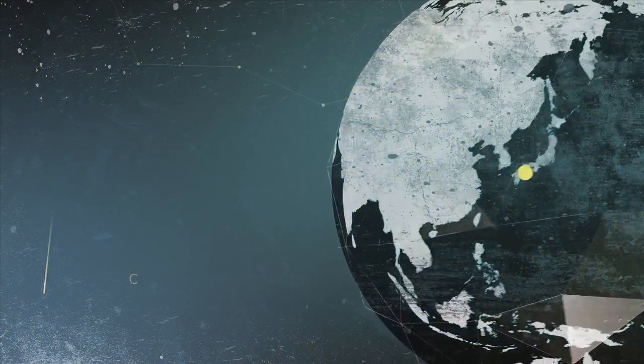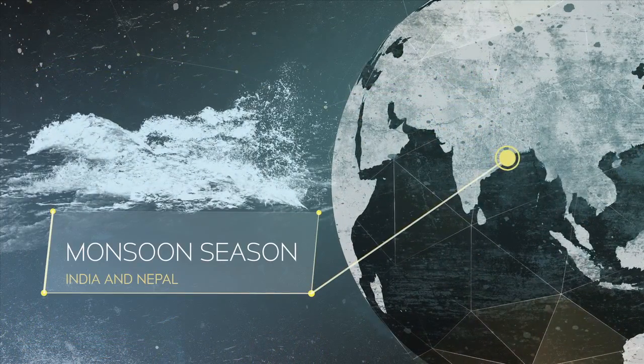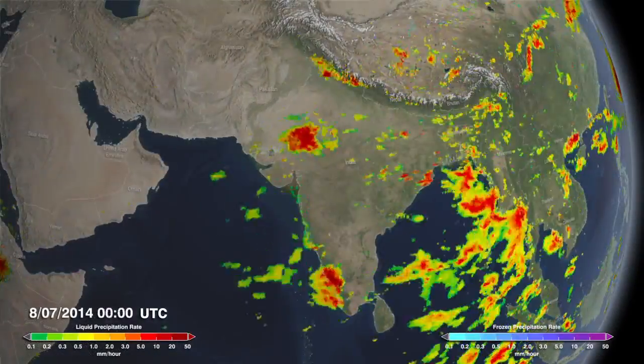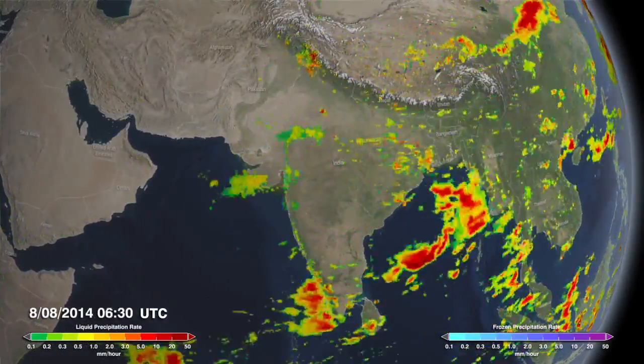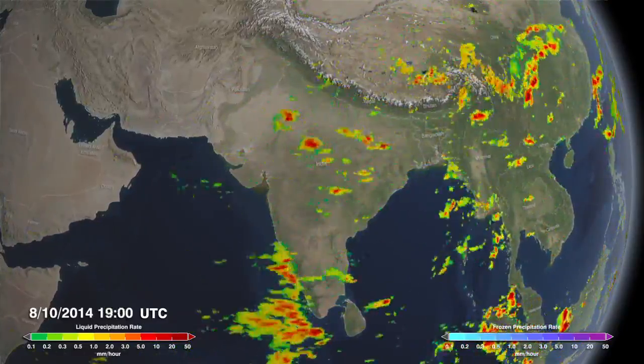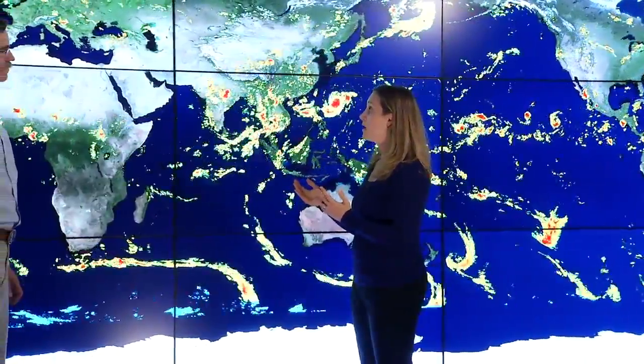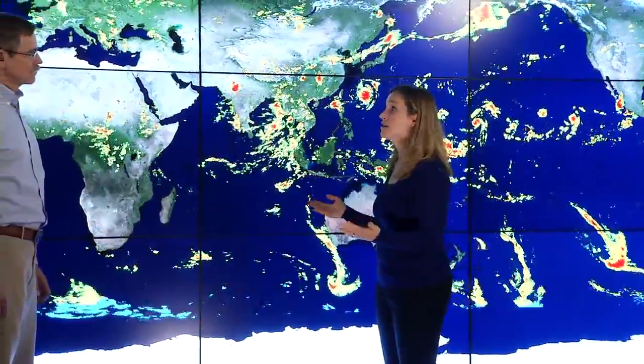As we head south through Asia, seasonal rains drench India and its surrounding areas. One of the things that we can observe about this data set is where and when rain is happening. And by being able to see, for example, this huge cluster of storms from the monsoons, we can understand where we might get heavy rainfall that leads to landslides and flooding.